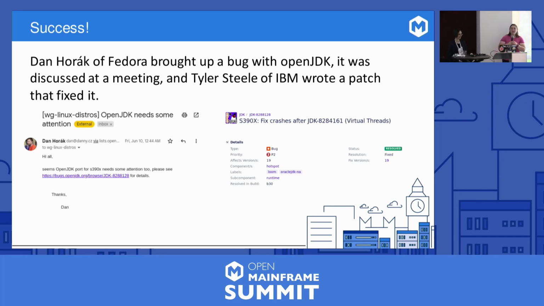And then the last one I want to talk about, we've got Dan here again. He brought up an issue with OpenJDK back in June. It was just a simple mail to the mailing list. He said, hey, this needs attention. And within a few weeks, Tyler Steele, who works in the OpenJDK team at IBM, was able to put in a patch, and that fixed it. And that was very nice.